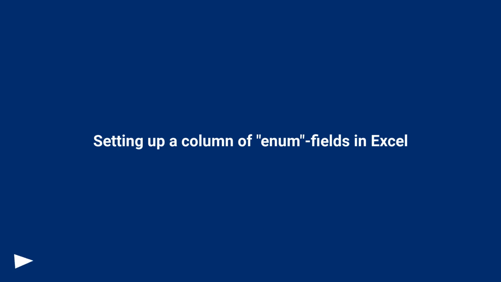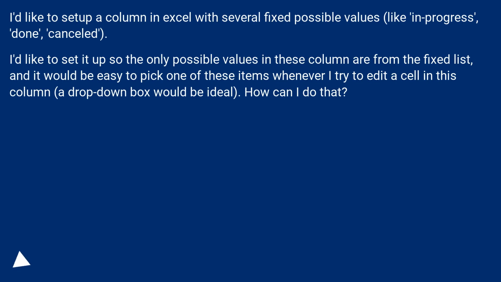Setting up a column of enum fields in Excel. I'd like to set up a column in Excel with several fixed possible values, like in progress, done, cancelled. I'd like to set it up so the only possible values in these columns are from the fixed list, and it would be easy to pick one of these items whenever I try to edit a cell in this column. A drop-down box would be ideal. How can I do that?